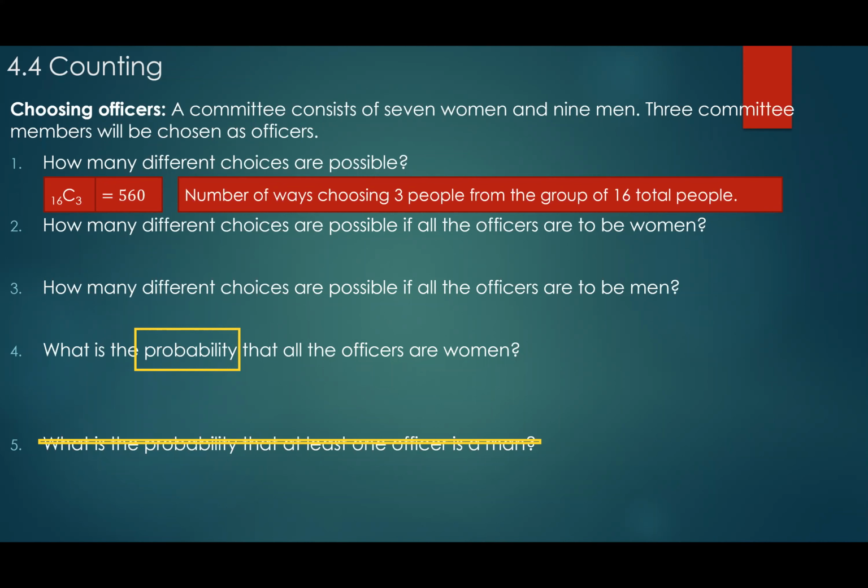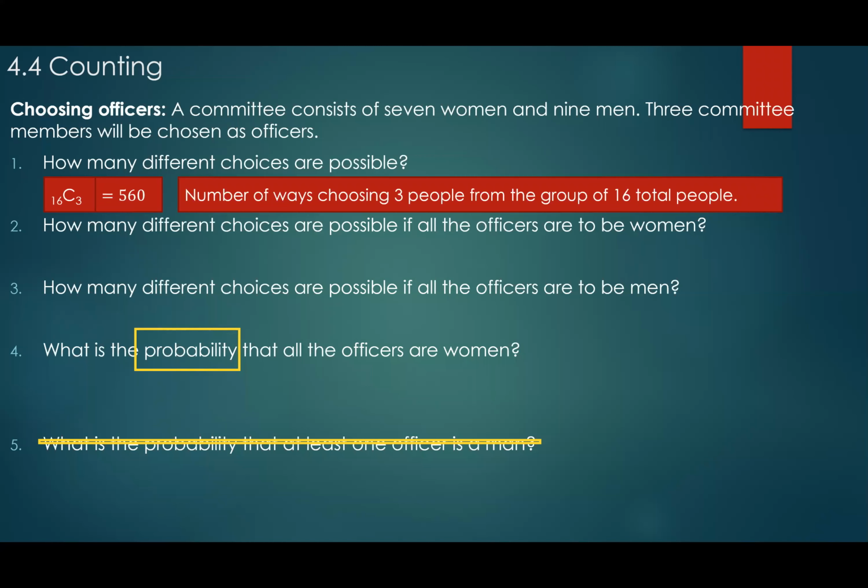Okay, and now number 2 and number 3, they specifically tell you to take a group of women and take a group of men, right? They ask you how many different ways you can choose, how many different choices you can choose.